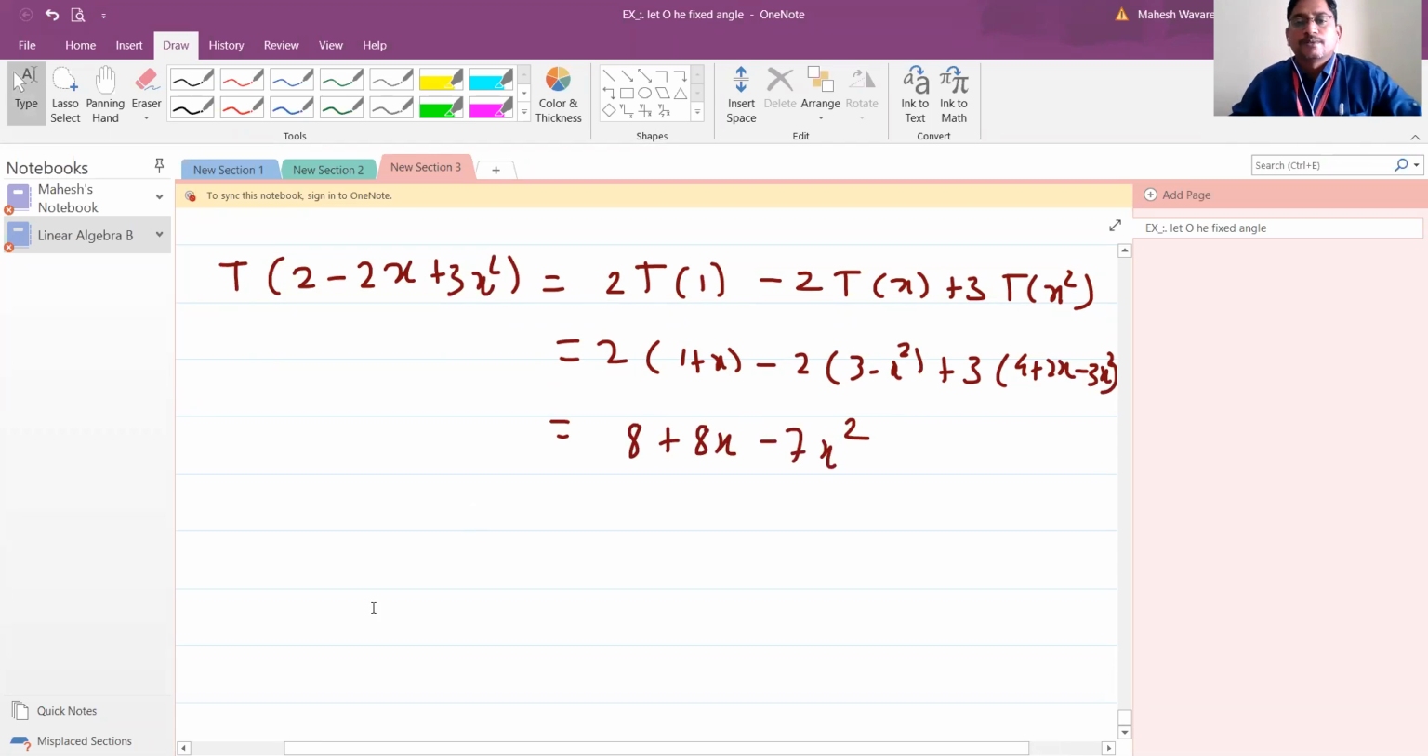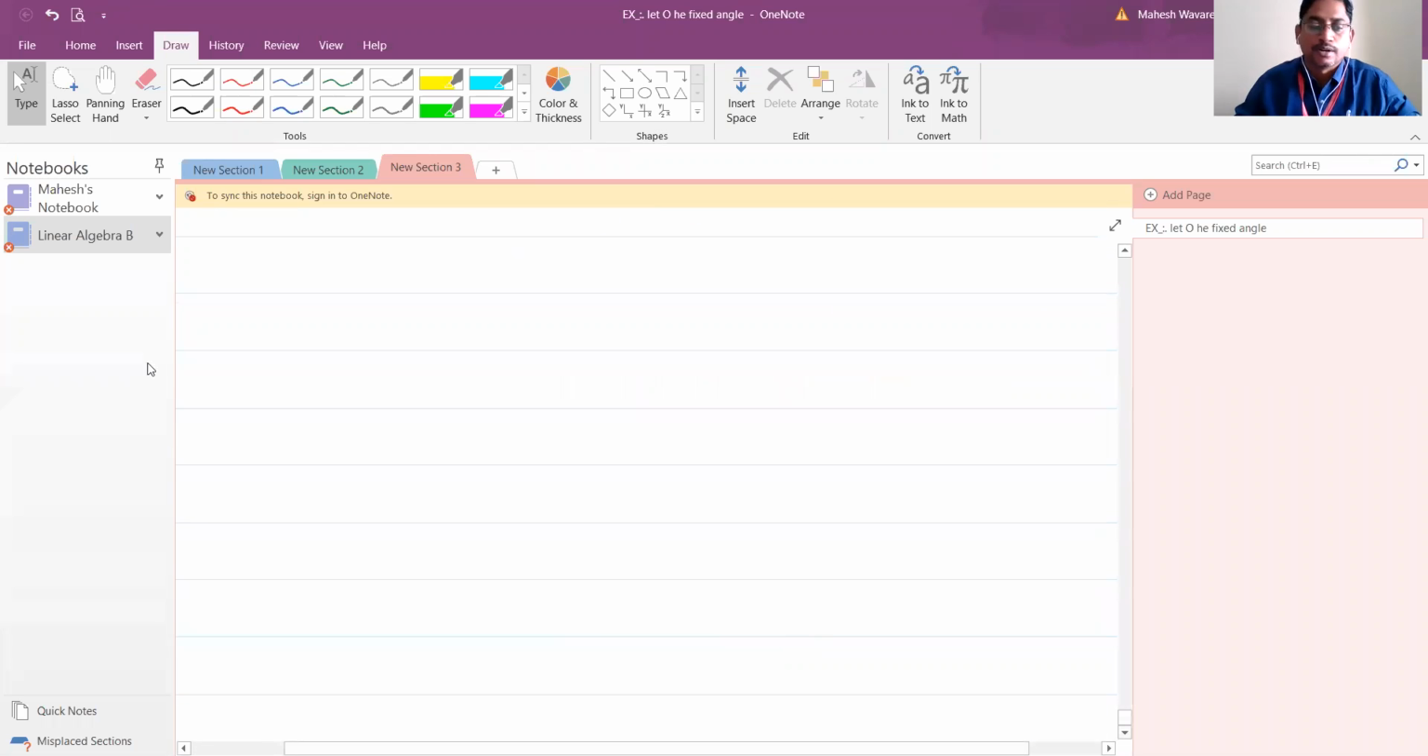So this is the transformation from P2 to P2, determined by the basis 1, x and x square. P2 has basis 1, x, x square. P2 has dimension 3. Keep in mind, Pn has dimension n plus 1, as we are discussing in unit number 1. Okay, we'll look at some exercise examples here.